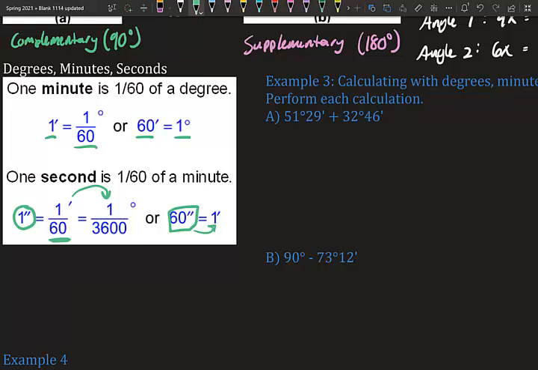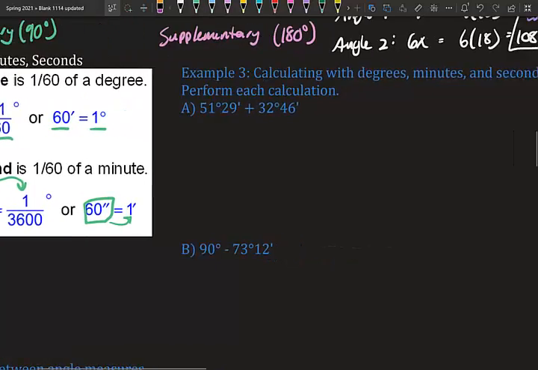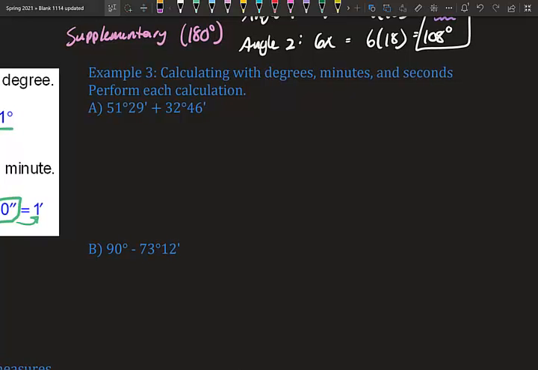You're like, what are you talking about? Don't worry, I'll break it down as soon as we go through these examples. Okay, before we talk about the minute, degree, second thing, let's add them. Let's learn how to perform calculations with degrees, minutes, and seconds.